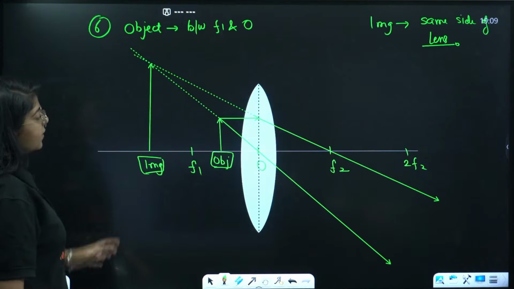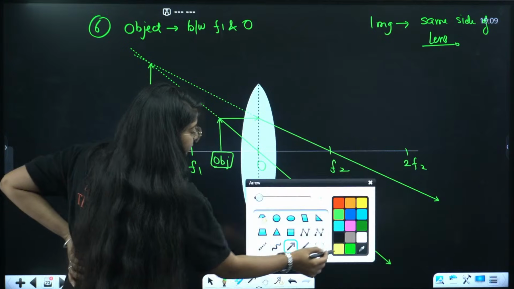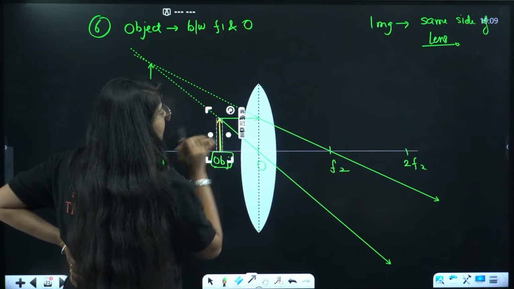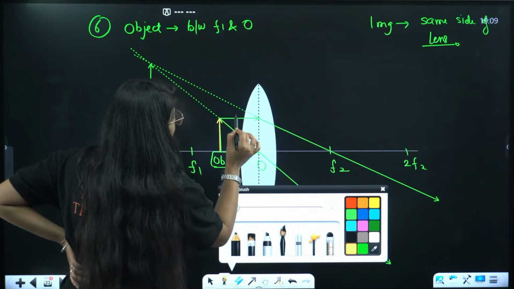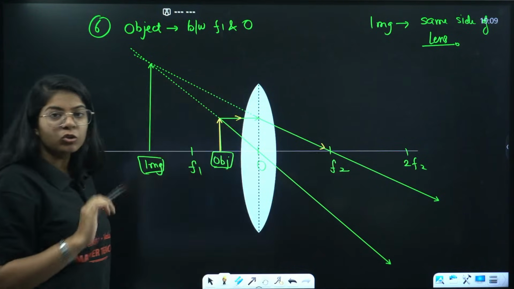Explain it again. Look, this is my object. One ray goes parallel. You can clearly see that one ray is going parallel and it is passing through the focus. That much is clear.